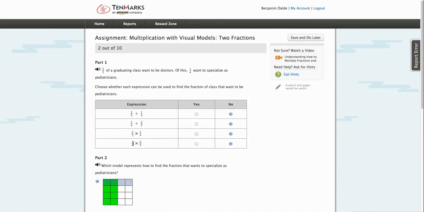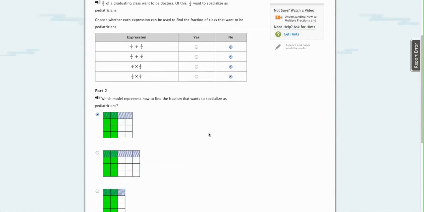But yeah, these two are the only ones that will give you your answer. The dividing fractions, I'll show you how to do those maybe at a later time or later on in this lesson. But for now, I'm looking at these, and these aren't going to give you the right answer. So I would say the answer for part one of this is yes and yes, and these two are no.